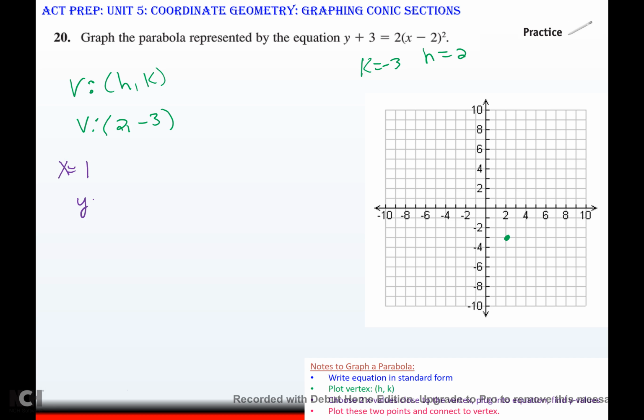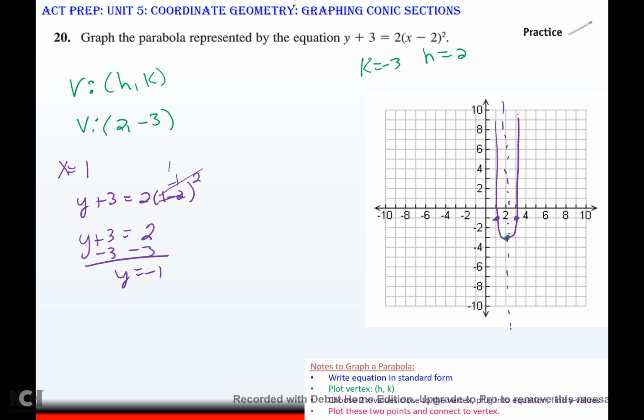And plug it in. So y plus 3 equals 2 parentheses 1 minus 2 squared. 1 minus 2 is negative 1, squared is positive 1, times 2 is 2. Minus 3, I get y equals negative 1. So at 1, negative 1, there's a dot. And remember, your axis goes through your vertex, and I can just now reflect. Since this is one dot away from the axis, I know there's one dot away on the other side. Connect. And there you go.